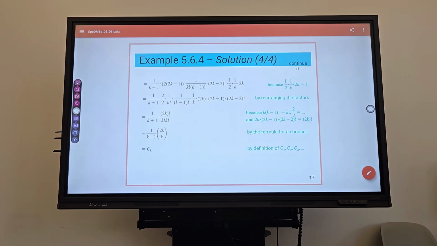And simplify. Cancel some stuff out. Rearrange the factors again. Do some simplification. And the formula for n choose r, which is equal to the definition of the sequence.